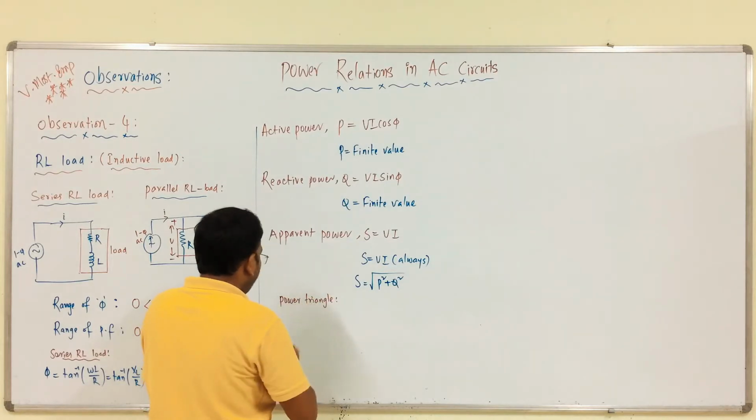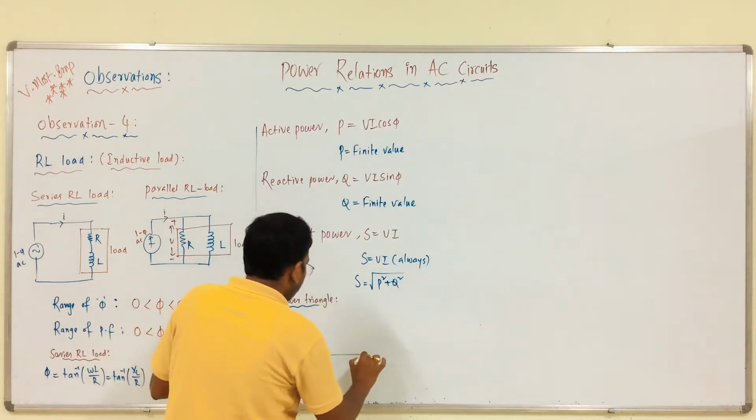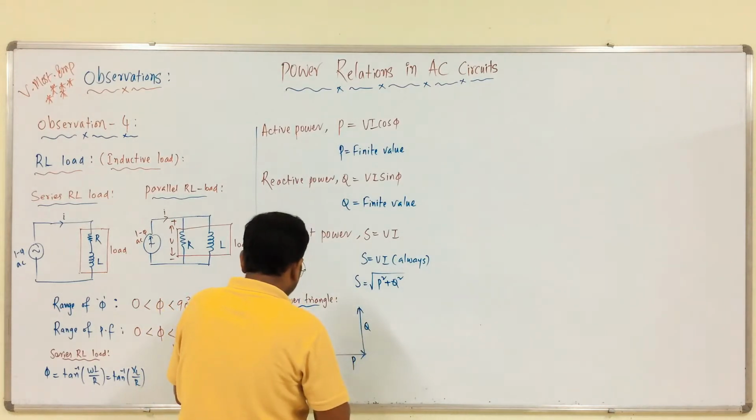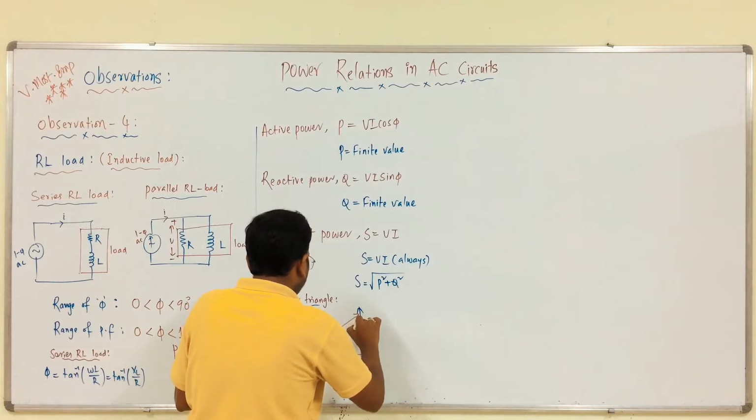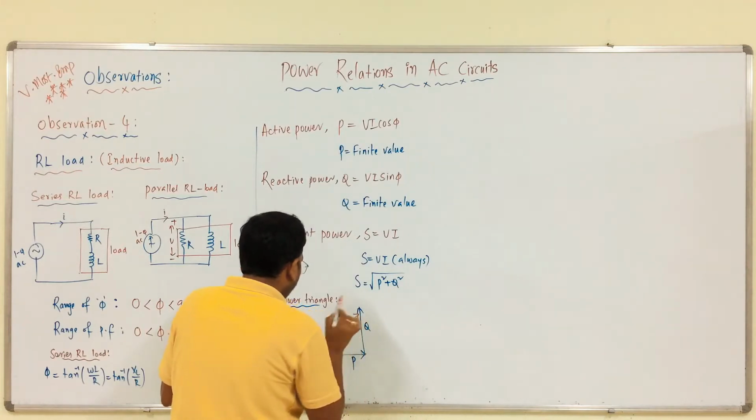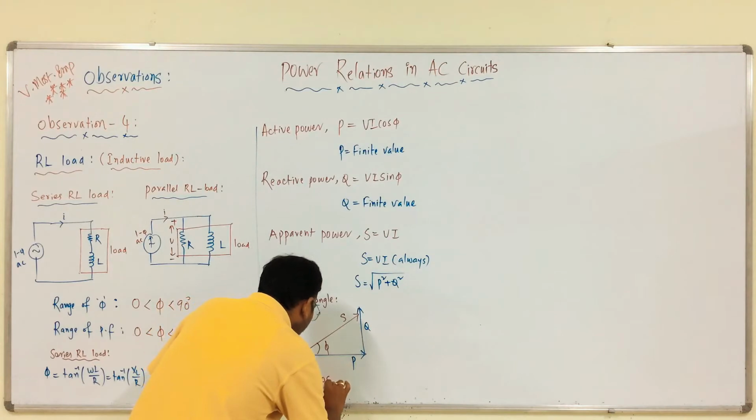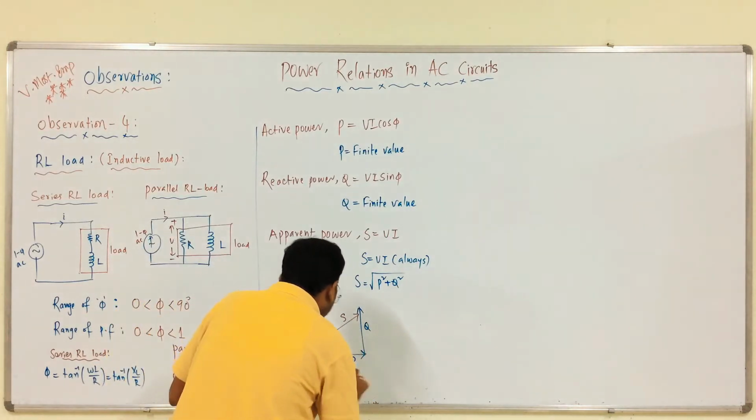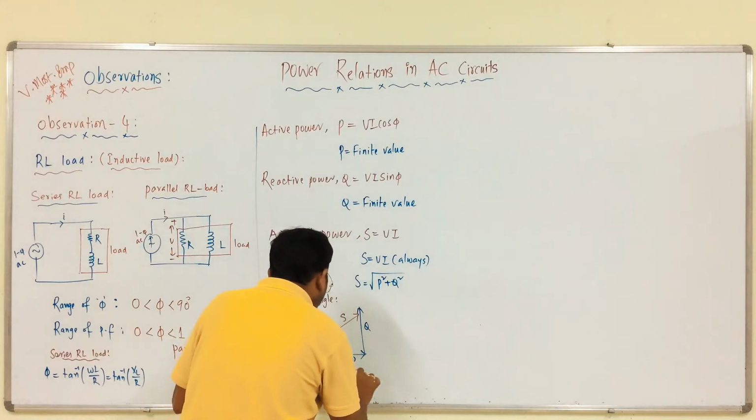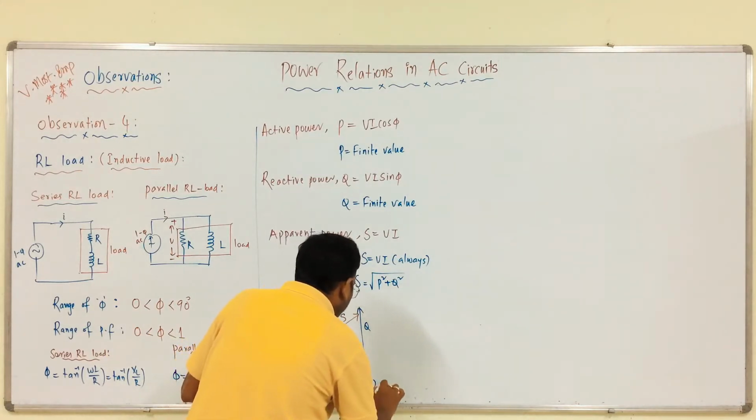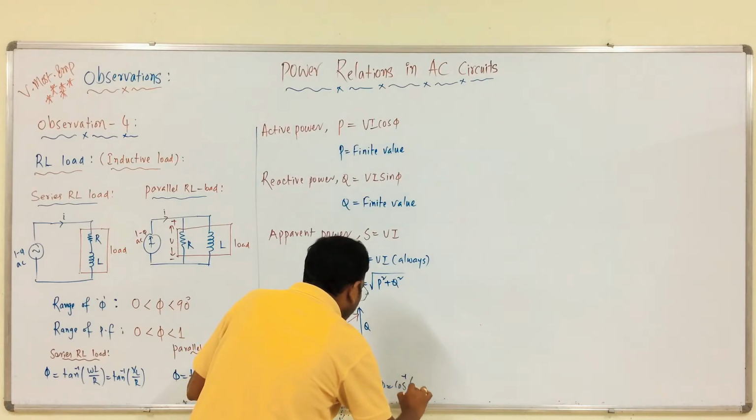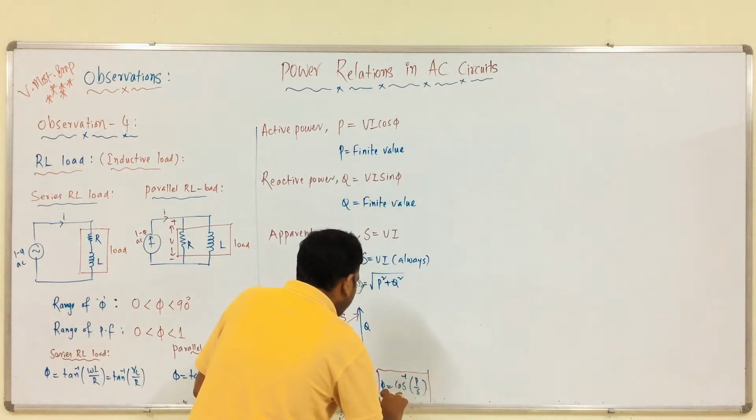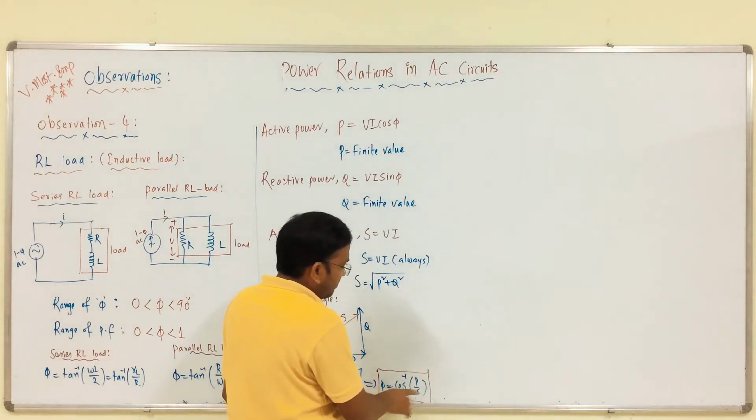What is the power triangle for inductive load? This is P, this is Q, this is S, and this is phi. From this, cos phi is P by S. So, phi is equal to cos inverse P by S.